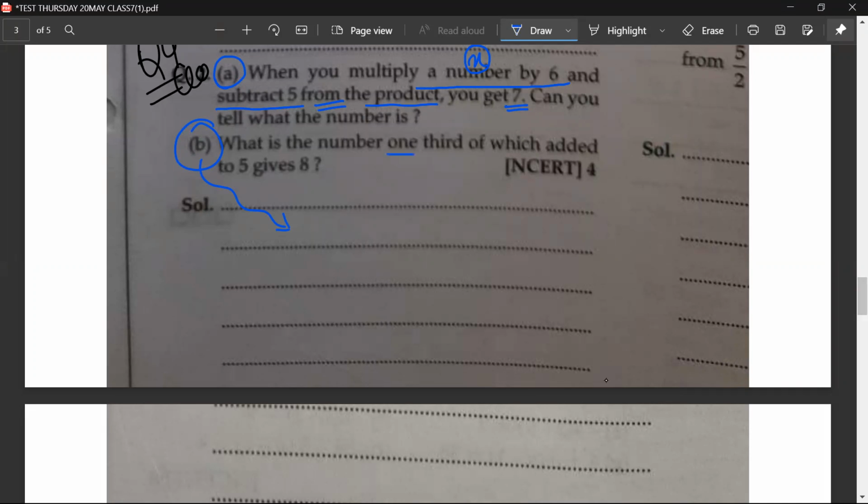y upon 3 plus 5 equals 8. So y upon 3 equals 8 minus 5. So y equals 3 times 3, so 9.